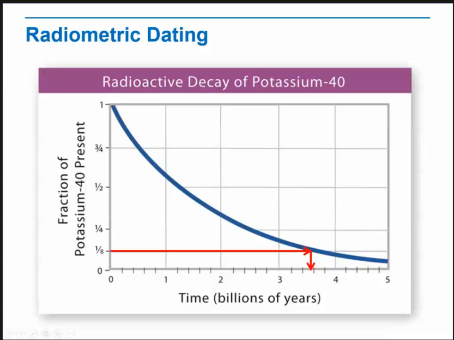Different radioactive isotopes decay at different rates, so they have different half-lives. Elements with short half-lives are used to date recent fossils. Elements with long half-lives are used to date older fossils. An isotope known as carbon-14 is useful for directly dating fairly recent fossils.